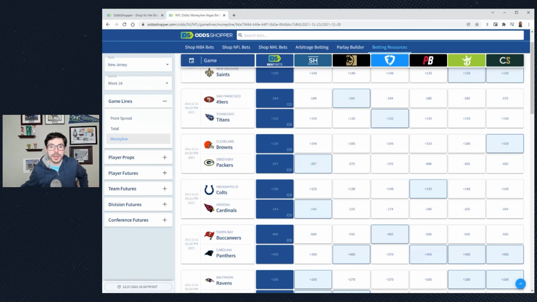That is why OddsShopper has these tools to shop and help you get the best line available for your money lines, for your spreads, for your totals, for whatever you're betting. So keep an eye on that. Stay tuned for more concepts, including when to bet money lines and some strategies if you're interested in that.